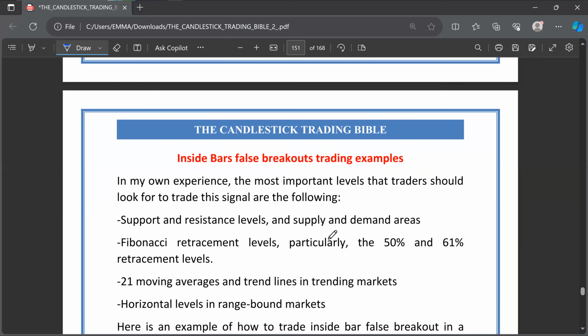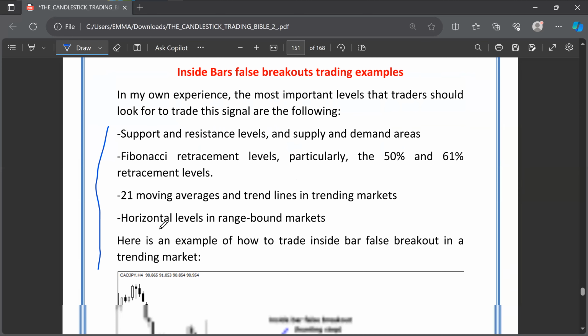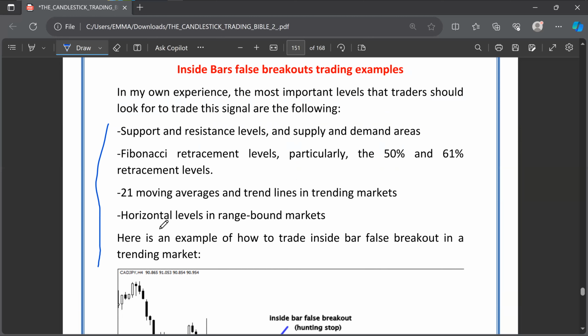So we are still moving. Inside bars, false breakout, whatever. In my own experience, the most important levels that traders should look for to trade this signal are the following: support and resistance levels, supply and demand zones, right? These are very important. These are the things that you should use as your factors of confluence. So at the end of this series, if you are not able to take anything home, at least you should be able to know these factors of confluence. This is very important. You can take a picture of it, you can write it down in your diary and then be using that.